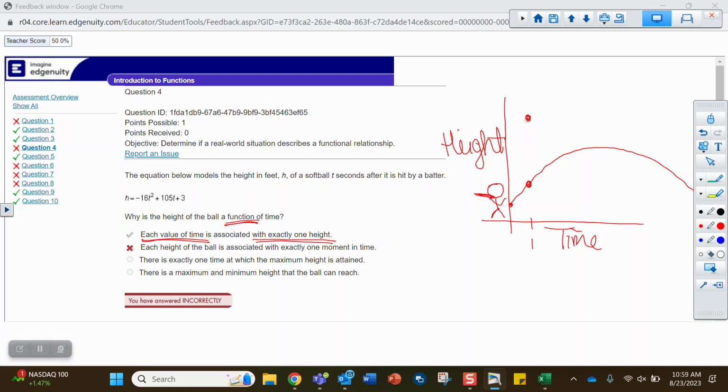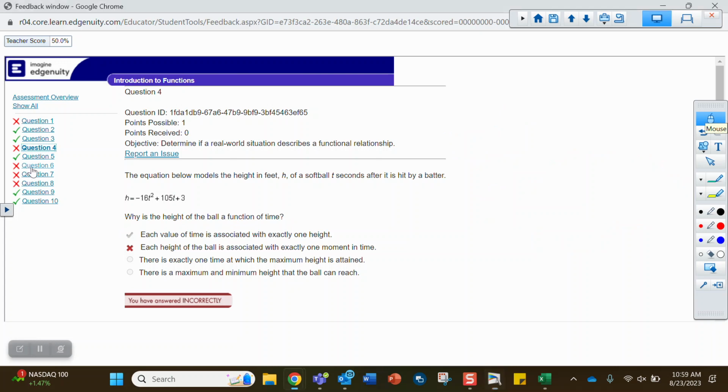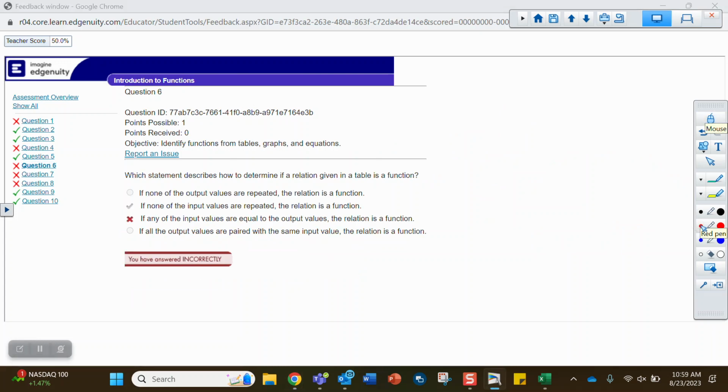And it looks like you maybe have those two concepts flipped. Each value of time, the x, is associated with only one y. And when you have x's that repeat, that's not true. Which statement describes how to determine if a relation is a function? This says if any of the input values are equal to the output, not equal to, repeated. We don't want any inputs to repeat. Those are your x values. Inputs are the x's.